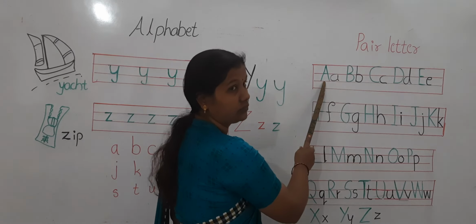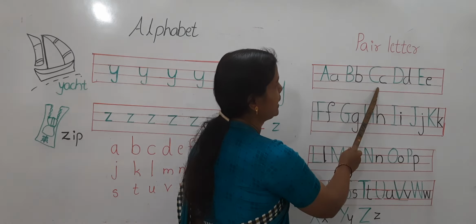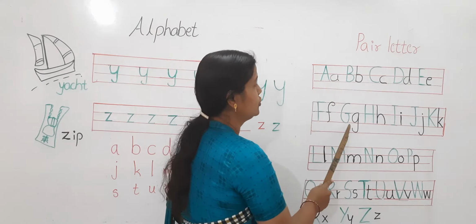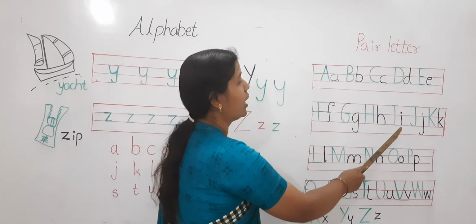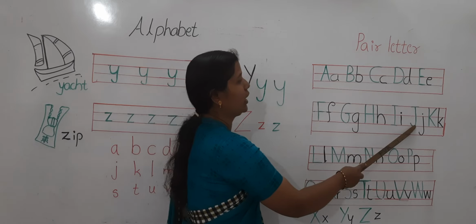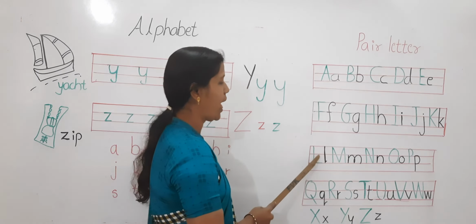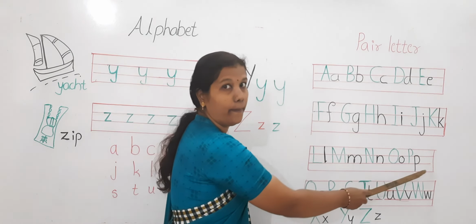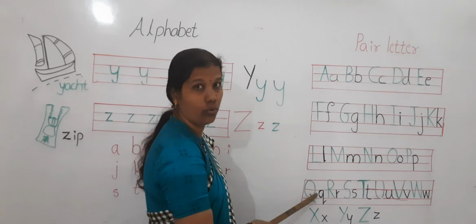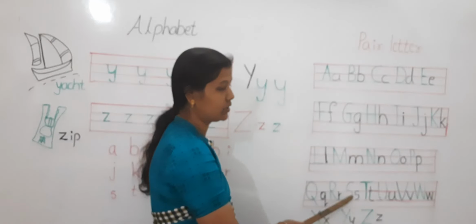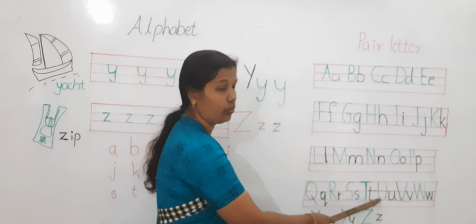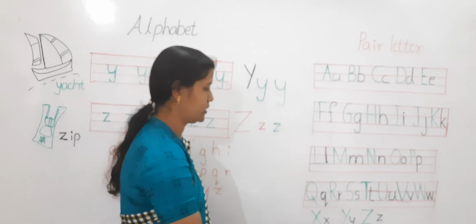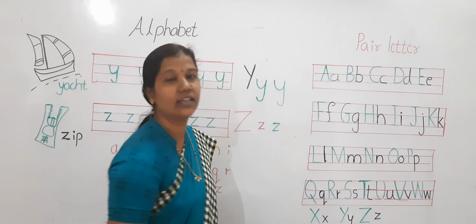Shall we read it again? A B C D E F G H I J K L M, N, O, P, Q, R, S, T, U, V, W, X, yes, Y, and last one is Z.